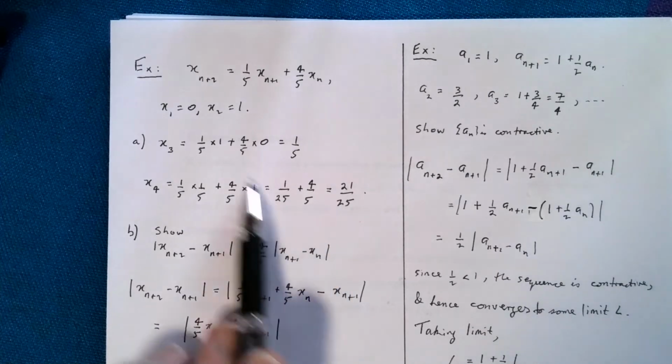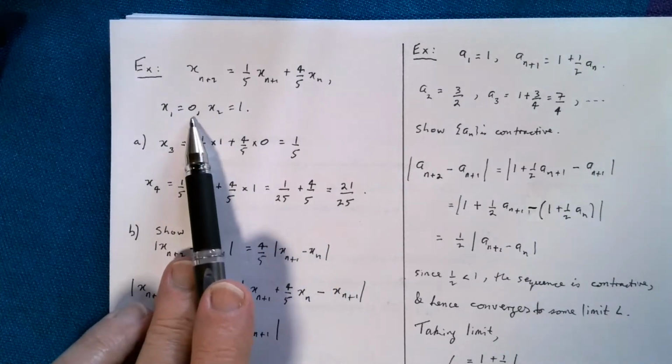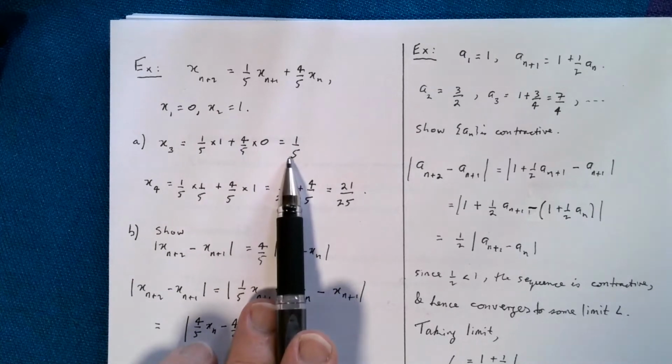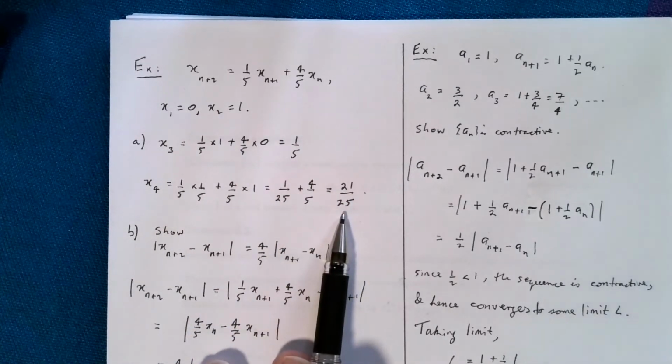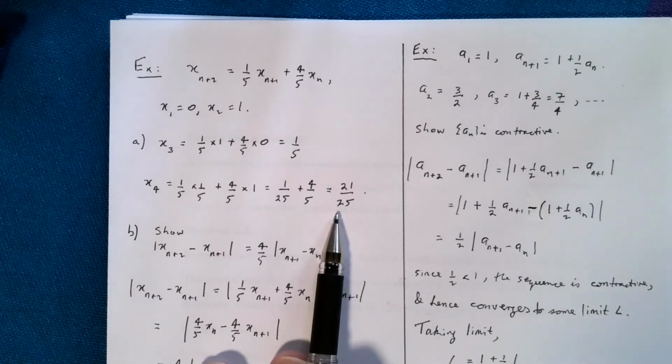So again, notice it's going from 0 up to 1, back down to 1/5, up to this one. So the terms are not monotonic, so we can't use them. It's not going to be amenable to the monotone convergence theorem here.